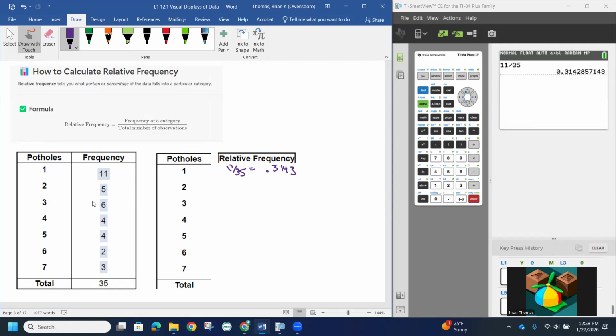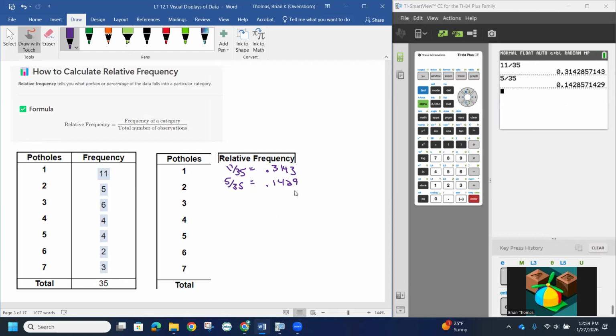For two potholes, notice how we had 5 in that category out of 35 altogether. So 5 out of 35. If we do that math, 5 divided by 35, that gives us 0.1428, so 0.142, but do we keep the 8 or do we move it up? That next digit, a 5, would say move it on up to a 9, so 0.1429.